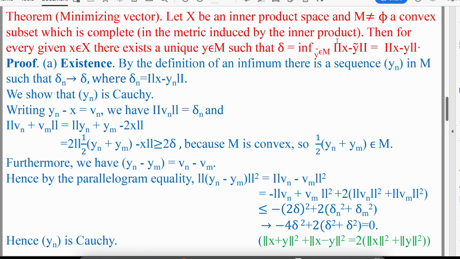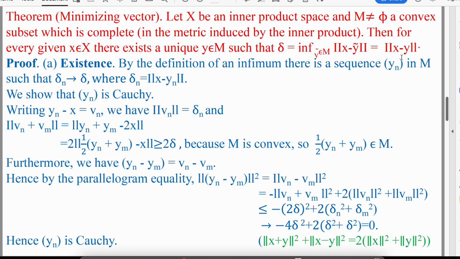a unique y belonging to M such that delta is equal to the infimum of norm x minus y bar, where y bar belongs to M, or we can write it as norm x minus y. So in this case, we have to show that there exists a unique y belonging to M which satisfies delta equal to norm x minus y, or the infimum of norm x minus y bar, where y bar belongs to M. First of all, we will prove the existence part, then we will prove the uniqueness part.